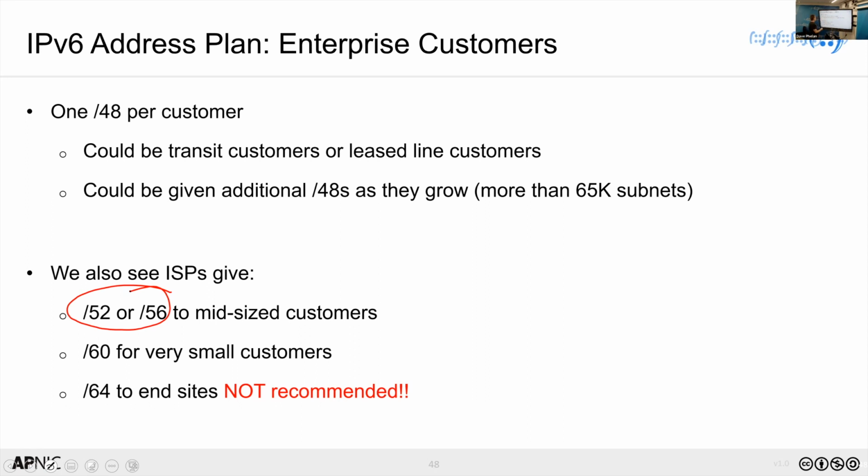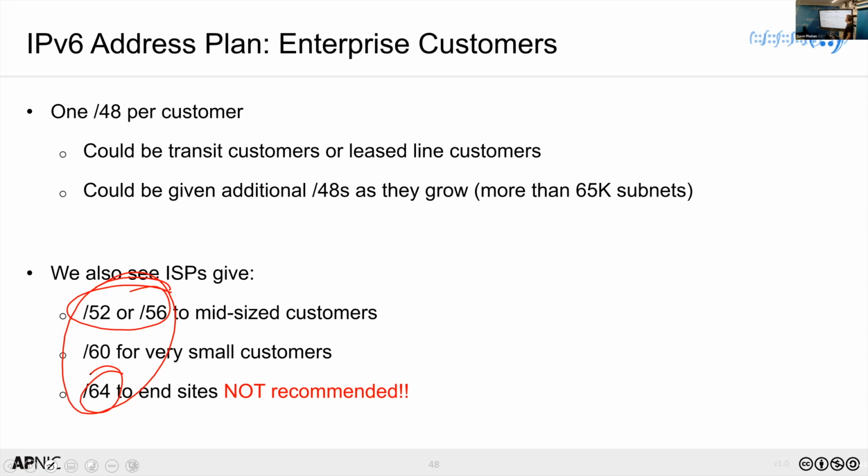So whilst ISPs sometimes do this, it depends on how big they are. It also depends on how big their customers are. If you're being given a /56, that's 56 to 48, 56 to 64, that's 256 subnets. And for most customers, that's probably okay. A /60 only gives you 16. We generally do not recommend that you give a /64 to an end site.